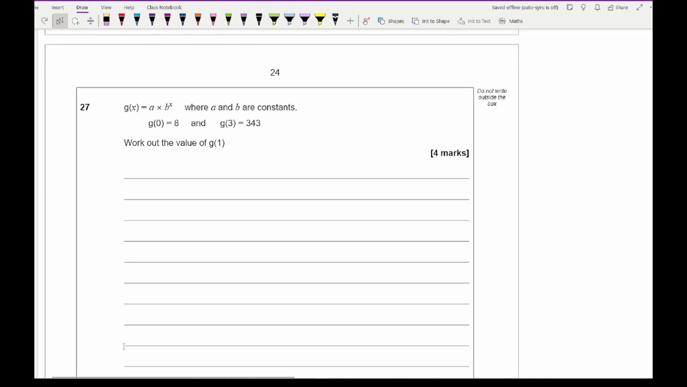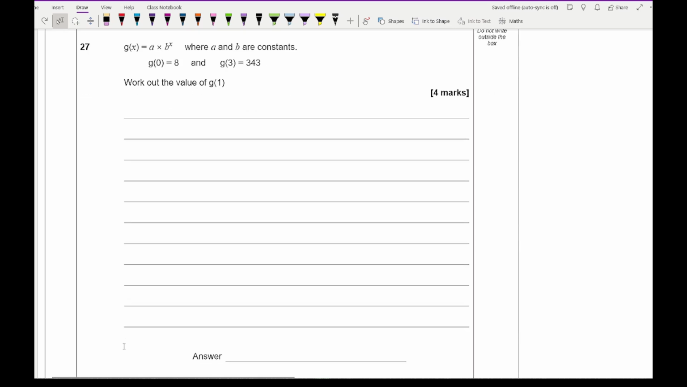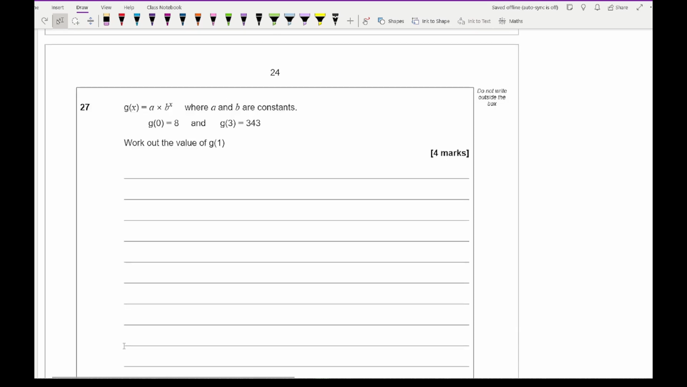Moving on to question 27, it says g of x is equal to 8a times b to the power of x, where a and b are constants, when g of 0 is equal to 8 and g of 3 is equal to 343. Work out the value of g of 1. So taking the first bit of information, g of 0 equals 8, so when I substitute x equals 0, g of x equals 8. If I substitute this into the formula, I end up with a times b to the power of 0 equals 8. So b to the power of 0 is just 1, so a equals 8.